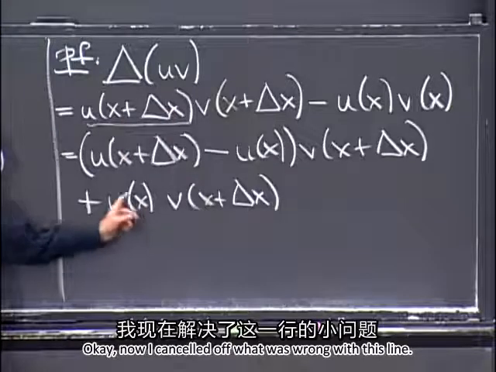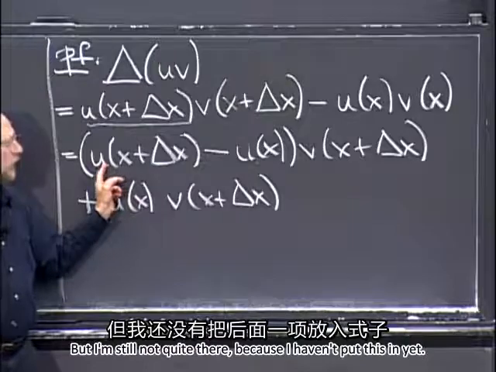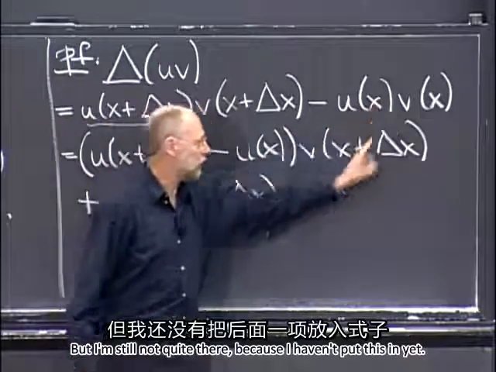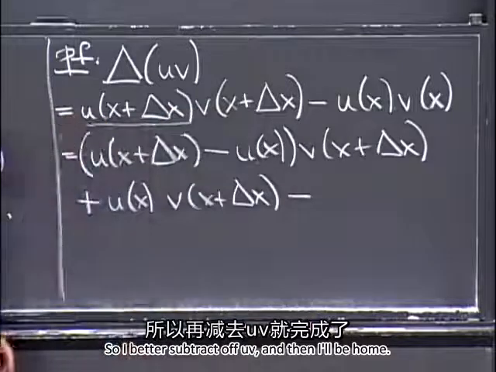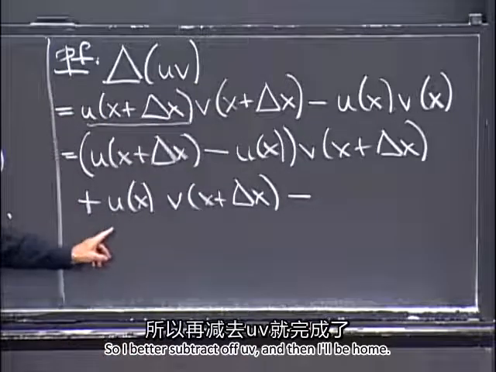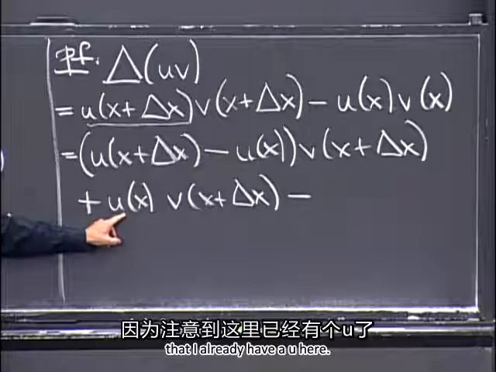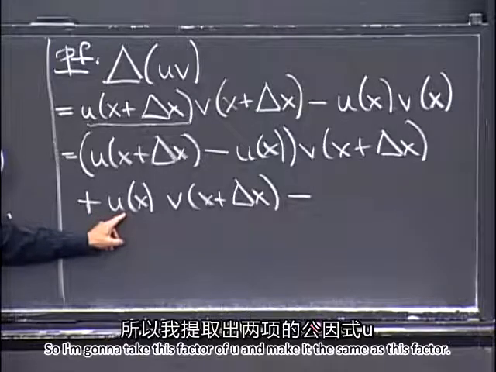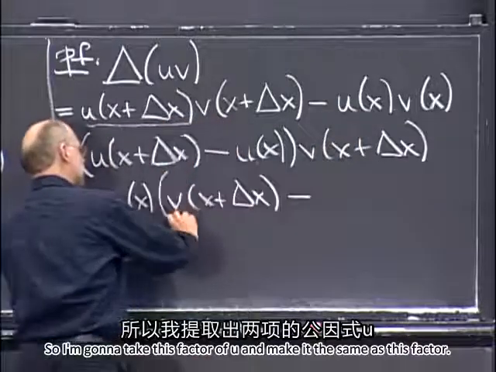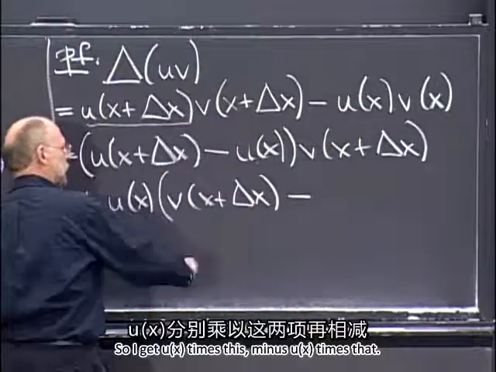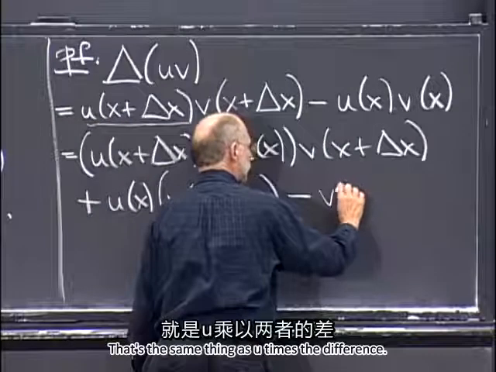Okay, now I've canceled off what was wrong with this line, but I'm still not quite there because I haven't put this in yet. So I'd better subtract off u of x times v of x, and then I'll be home. But I'm going to do that in a clever way because I notice that I already have a u here. So I'm going to take this factor of u and make it the same as this factor. And so I get u of x times this minus u of x times that. That's the same thing as u times the difference.